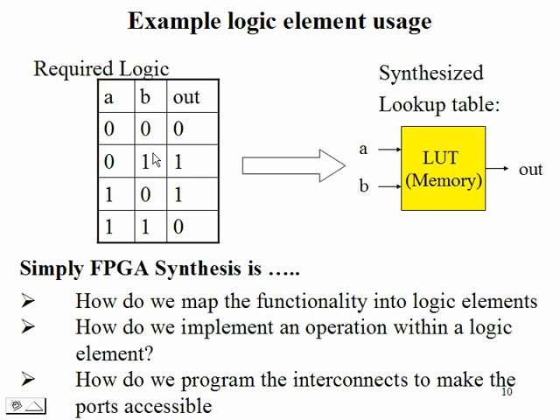So in the case of FPGA, what exactly you are doing is mapping the functionality into logic elements, meaning lookup tables and multiplexers. How do we implement an operation within a logic element? First, you partition the bigger logic into different logic elements. Second, within a logic element, how you keep fuses and connections to implement your logic. Third, how do we program the interconnects to make all the connections, with the inputs and outputs coming to the chip pins. That is only the FPGA synthesis. That's all. Correct or not?